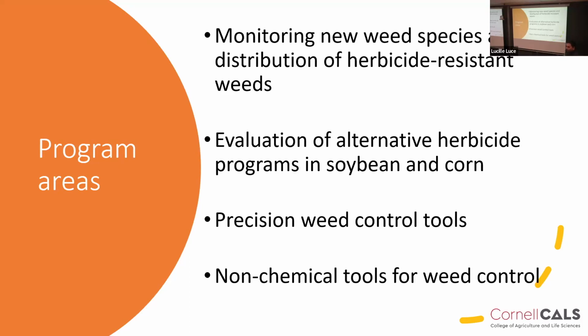What are the alternative effective options we have if we have resistant populations in the state? The third aspect is looking at precision weed control. What are the new tools coming into the production system which we can use for site and species specific weed control in field crops? And last but not least, what are the alternative or non-chemical weed control options? If you're not going to use herbicides, what are the other non-chemical options we have?